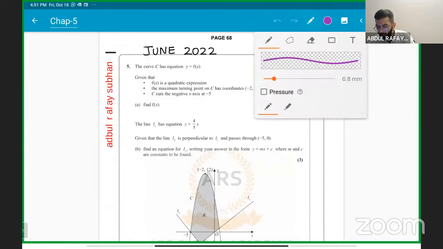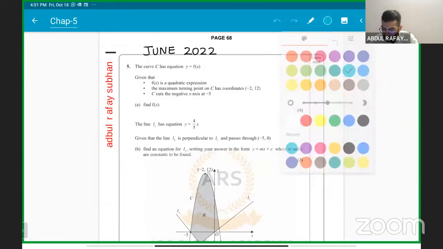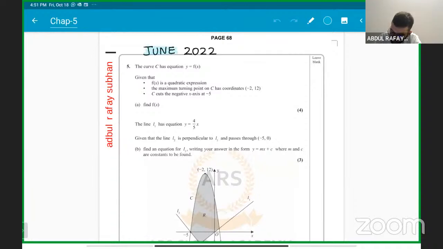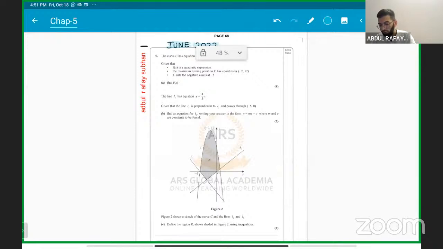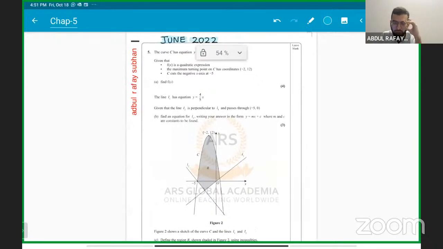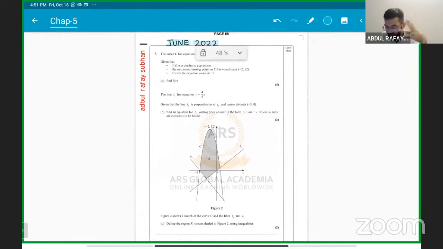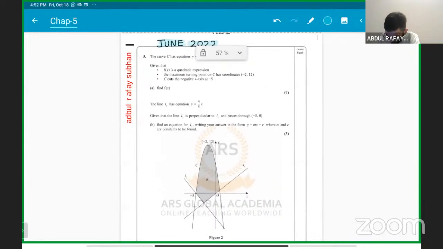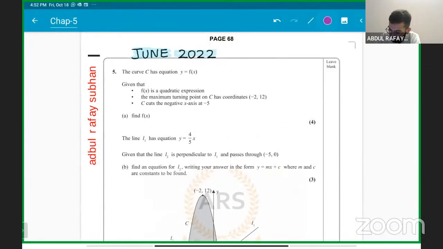Next question we have from the June 2022 paper. This is now the June 2022 paper, and this involves chapter number 5, the straight line graphs, but it is also a quick revision of previous chapters. This question will have a bit of chapter number 2, quadratics, and also inequalities. So we'll learn all of this in this question as well. Let's have a look at it, okay?